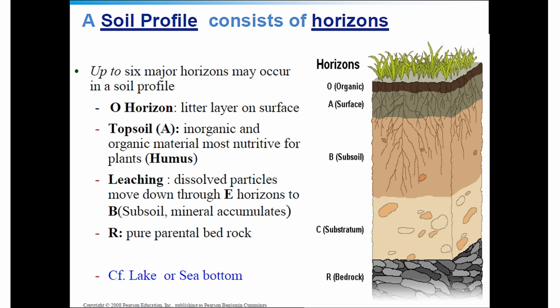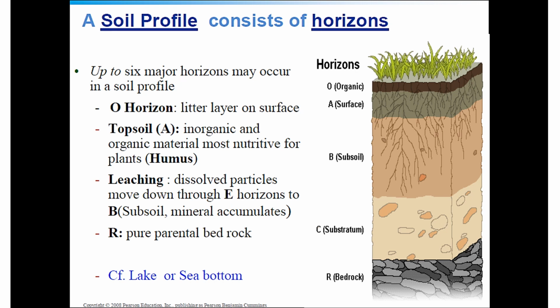Now we have the topsoil or the A horizon. These are inorganic and organic material, most nutritive for plants. As you can see on the illustration, the A surface is where most of the nutrients are. We also have the subsoil.